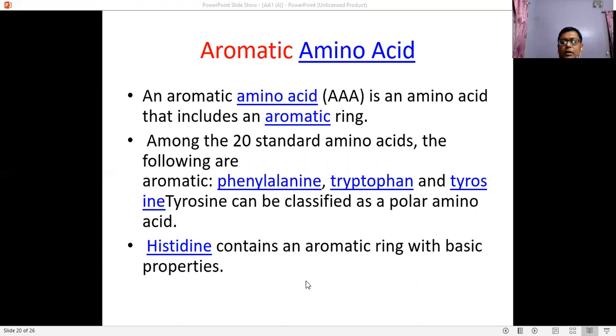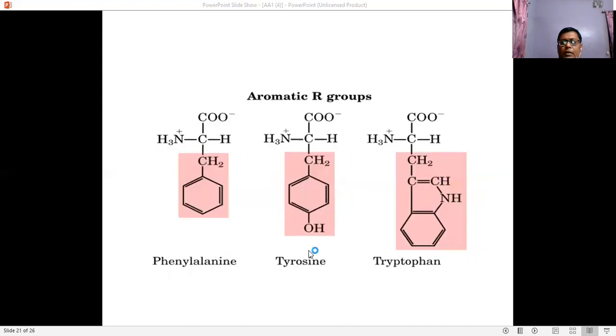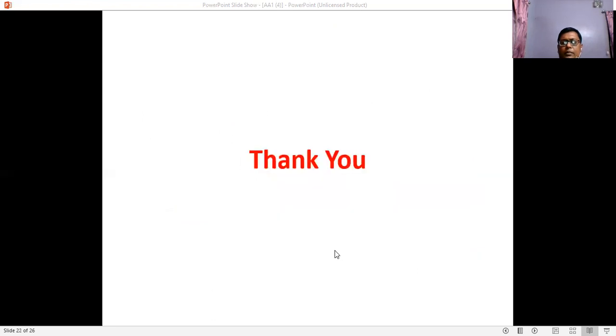Next is histidine. It contains an aromatic ring which has an NH within the ring structure. Due to the presence of this NH, it can accept a hydrogen ion. So the proton accepting property gives rise to its basic nature. So histidine is basically an aromatic amino acid having basic property. So phenylalanine, tyrosine, tryptophan, histidine.